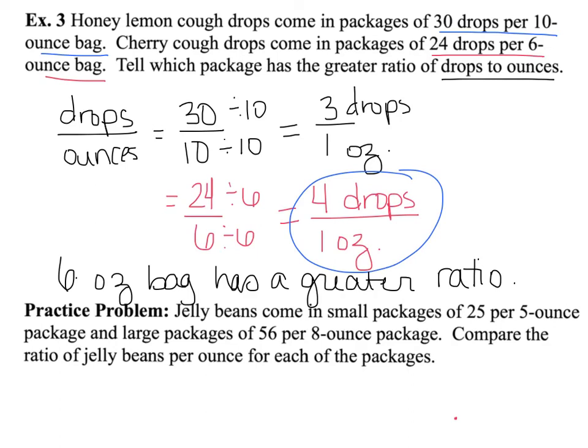Okay, practice problem number 2, try it on your own. Jelly beans come in small packages of 25 per 5-ounce package and large packages of 56 per 8-ounce package. Compare the ratio of jelly beans per ounce for each of these packages. Try it on your own first, pause the video, and then check back with me to see if you get it right.